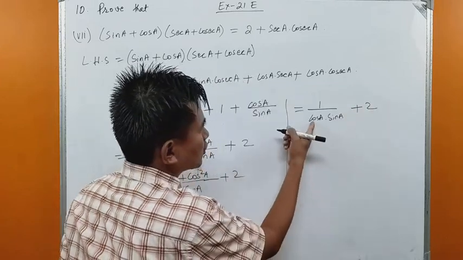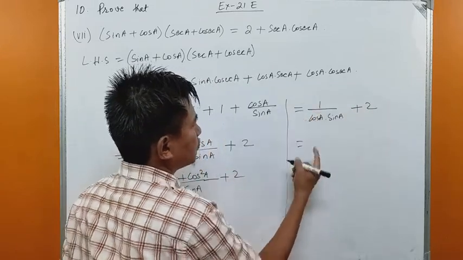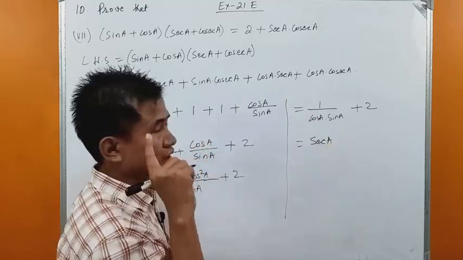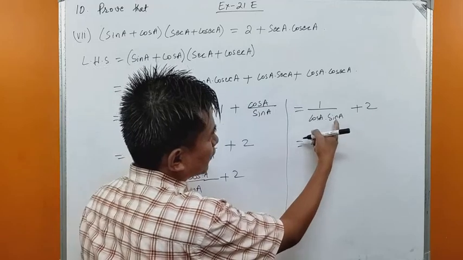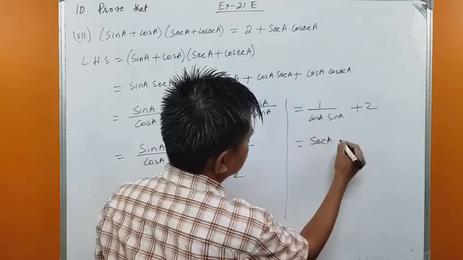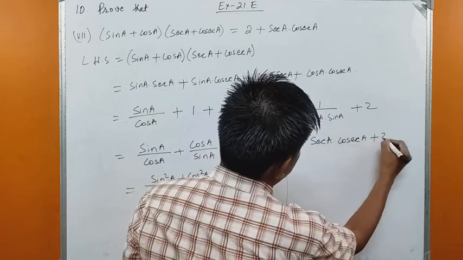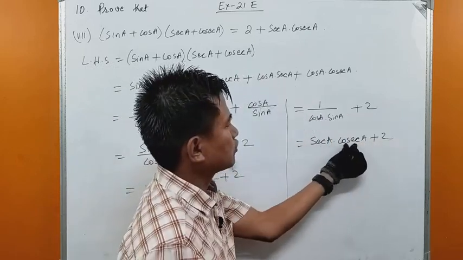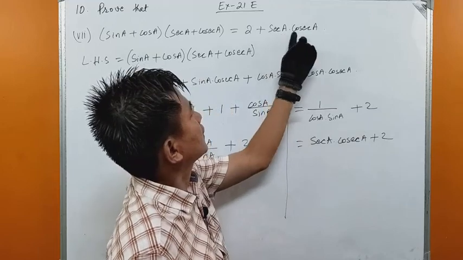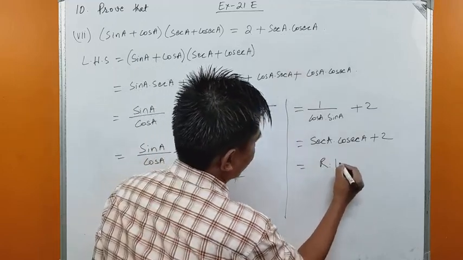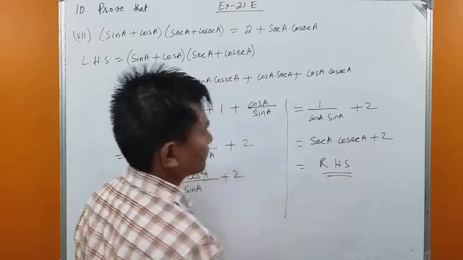So cos A, if I take this cos A to the numerator, it becomes sec A, because cos theta and sec theta are reciprocal of each other. Similarly, if I take sin A to the numerator, it becomes cosec A, plus 2. So sec A into cosec A plus 2, isn't it? This is equal to RHS, hence proved.